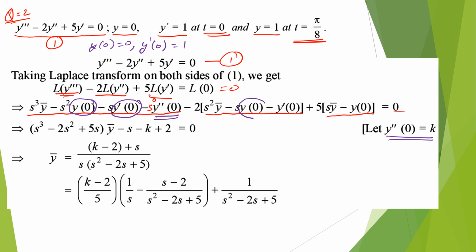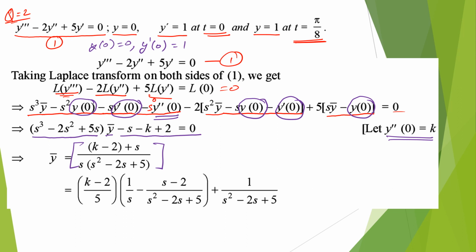Substituting the values of y(0) and y'(0), we get (s³ − 2s² + 5s) Laplace of y − s − k + 2 = 0. Now we are doing the same process, taking the Laplace of y on the left side and all the remaining terms to the right side.